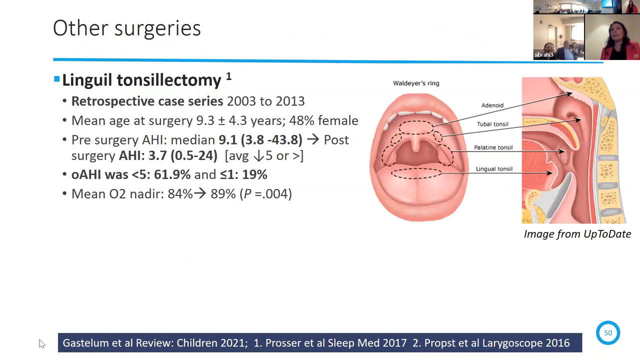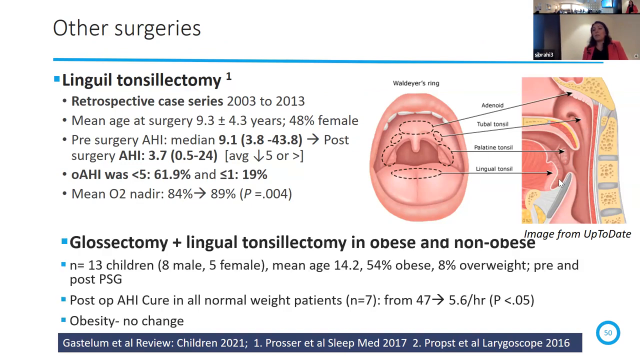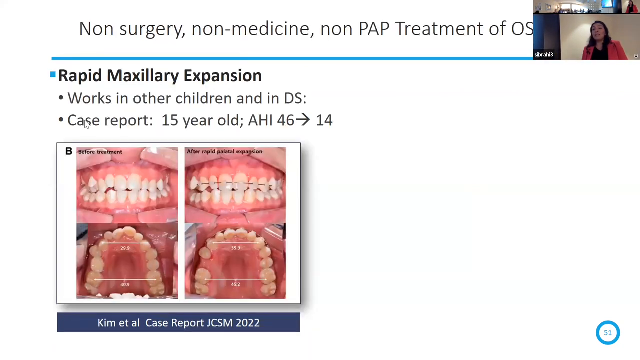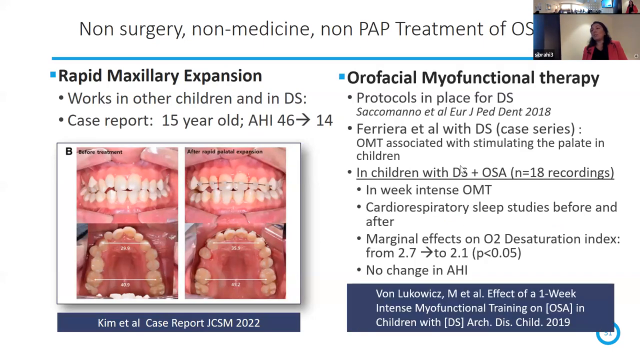Oh, we're at 9:00. Lingual tonsillectomy. I just wanted to show this tongue-based operation. The essence of this is it works for people with sleep apnea. And lingual tonsillectomy, if they're overweight, it doesn't work. If it does, it does work. This is rapid maxillary expansion. It works in one case report. We need more studies. Orofacial myofunctional therapy.